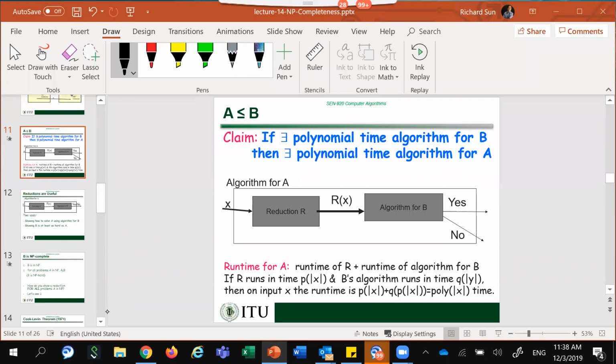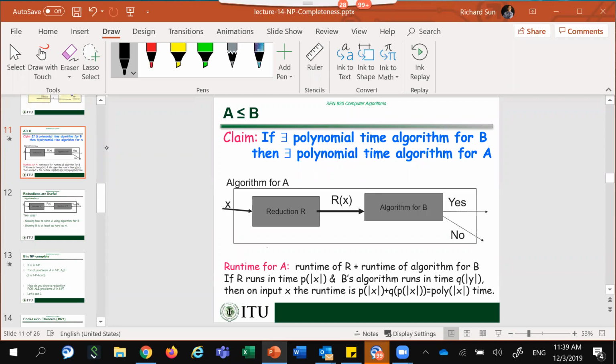When that algorithm says yes, then yes is the answer for this instance X of A. If it says no, then no is the answer for this problem instance X in A as well. So you can combine this polynomial time transformation algorithm, this reduction, and the polynomial time algorithm for B to solve the problem in A. That's why this polynomial time reduction is important.